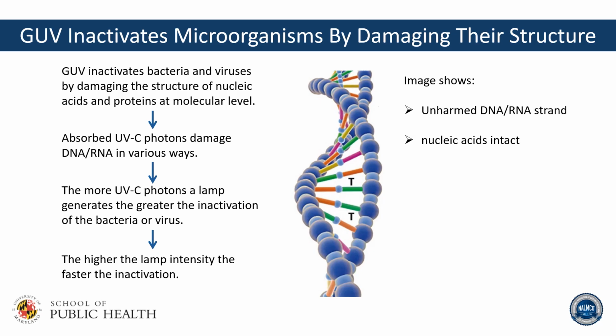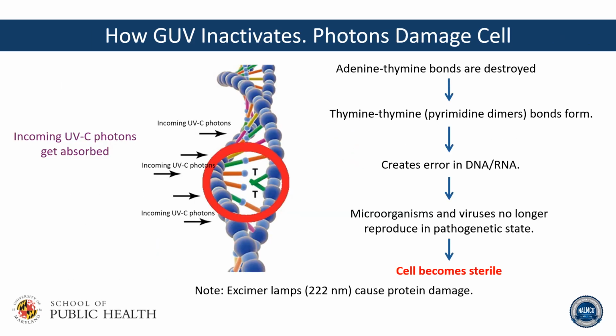This image shows an unharmed DNA-RNA strand, so all of the nucleic acids are still intact. Incoming UVC photons get absorbed, destroying the adenine-thymine bonds. What happens then is what we call a dimer formation, specifically thymine-thymine dimers form.